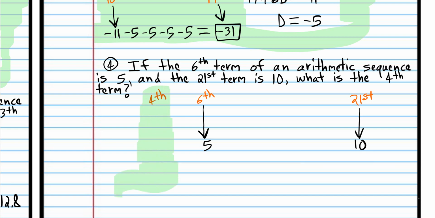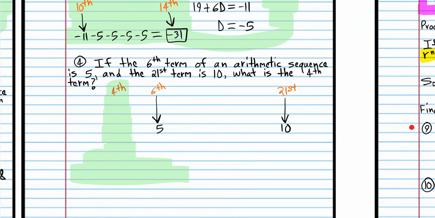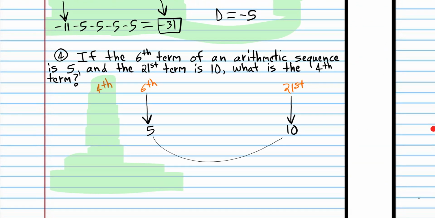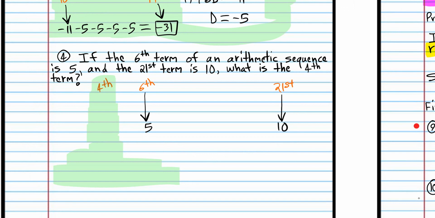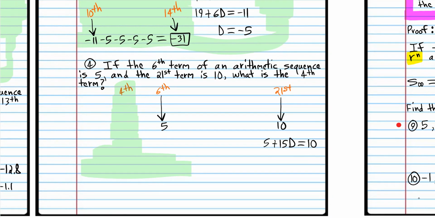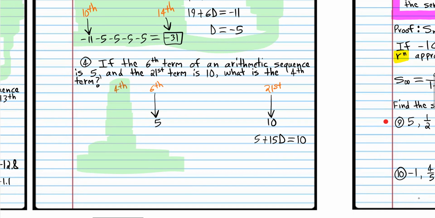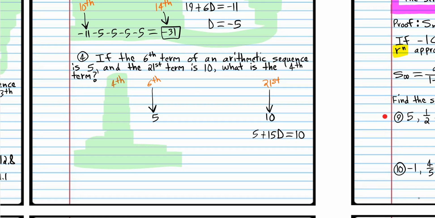So how many times do we add the common difference to get to the 21st term? Well, that's just going to be 15. So the 6th term plus 15 times the common difference is equal to the 21st term. So 21 minus 6 is 15. That's how we got that blue 15. We're adding the common difference 15 times to get from the 6th term to the 21st term. So if we solve, we find that the common difference is 1/3.